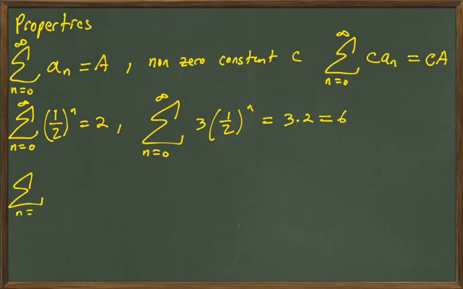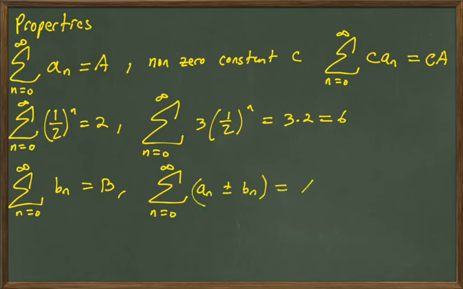Now let's suppose that we are also given the sum n equals 0 to infinity of b sub n is equal to B. Then the sum n equals 0 to infinity of a sub n plus or minus b sub n is going to be the sum or the difference of their respective sums there. This property would hold if all the series were starting at 1 or 2 or whatever we're starting them at. On the next slide we'll do an illustration of this property, the sum n equals 0 to infinity of a sub n plus or minus b sub n.